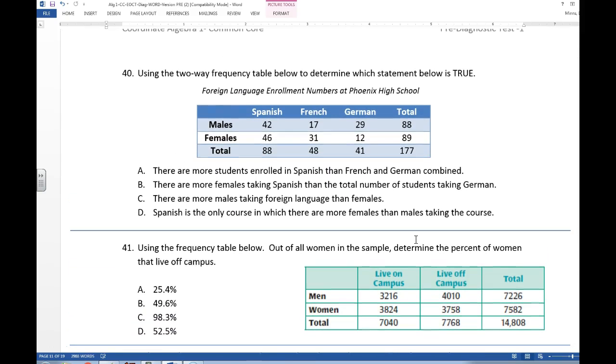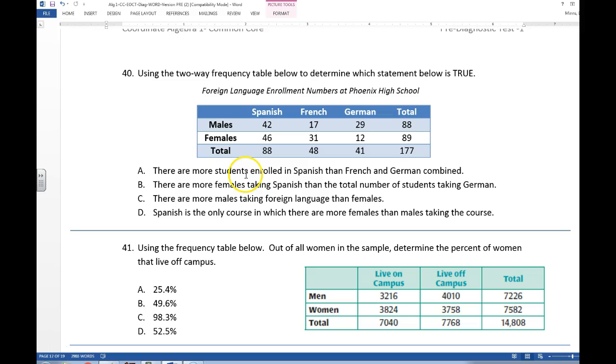All right, number 40, using a two-way frequency table. Two ways, that means up top here, you have one variable. I guess this is the foreign language enrollment at this high school. And over here we have another variable, and that's gender, male or female. Determine which statement is true.